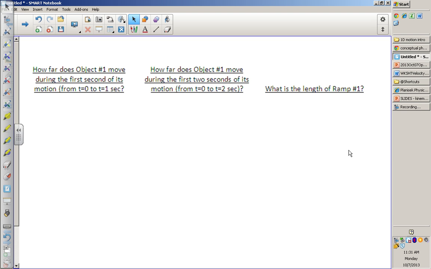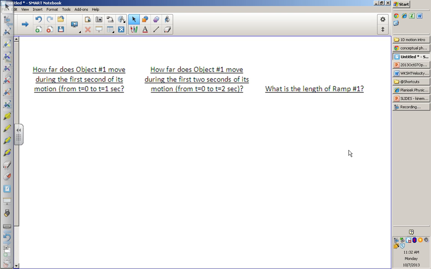Other things that we know about this part of the motion. First, how much time goes by from 0 seconds to 1 second? 1 second. Do we know how fast it was going at the beginning of that interval? How fast was it going at t equals 0? 0. Then, after 1 second, we already established that it was going how fast? 2.